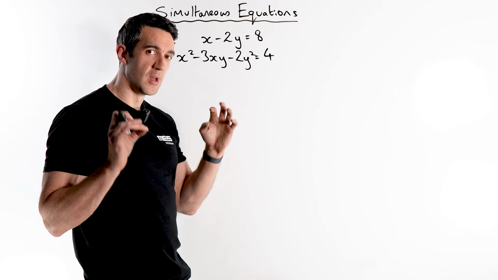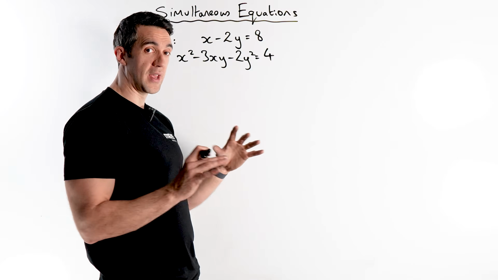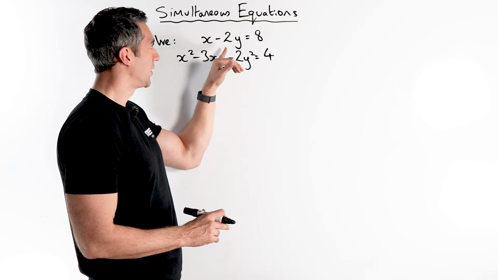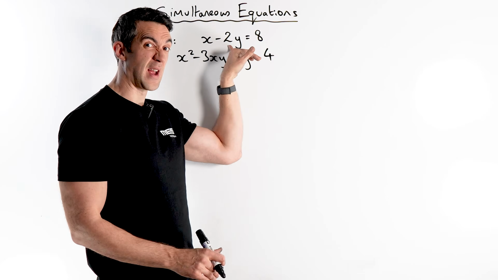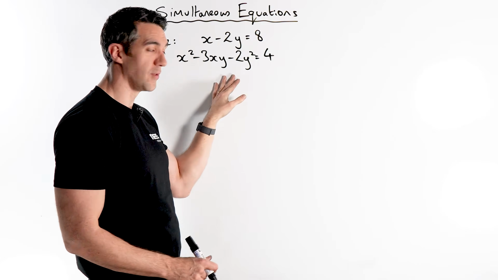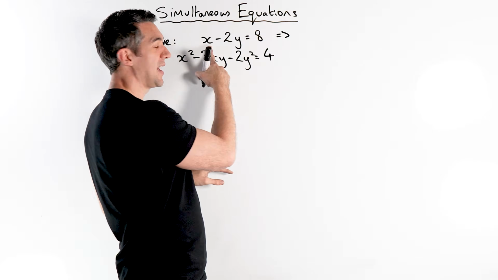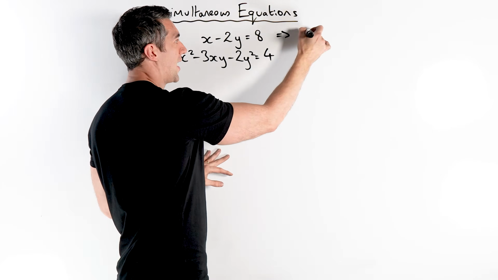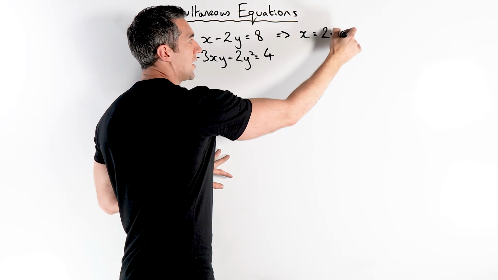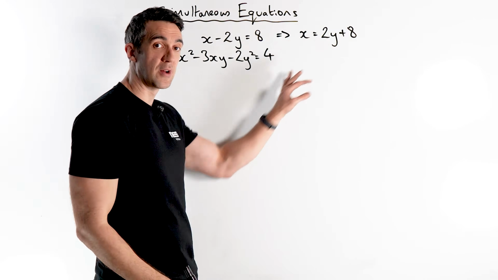So lots of students often say, I'm going to do y equals, just because that's what I'm used to. But if I do that here, you can see it's going to make me a fraction. So it's going to make things really difficult when we move on to our next step. We want things to be as easy as possible. So we're going to make this one x equals, because that's going to be nice and simple. So we get x equals 2y plus 8. So there's our rearranged equation.